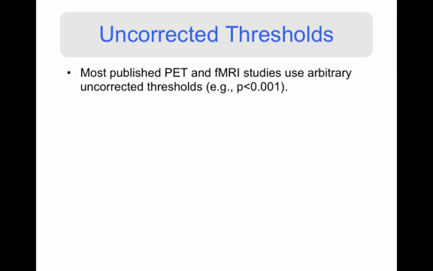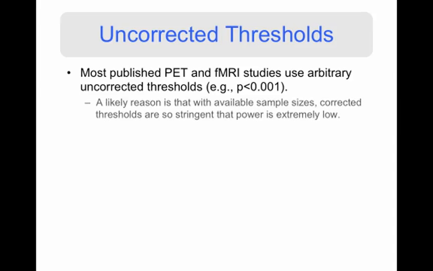In general, most published neuroimaging studies, such as PET and fMRI studies, use an arbitrary uncorrected threshold. So they simply correct at some very stringent level, such as p less than 0.001, and don't use a multiple comparison correction technique. And the likely reason that people do this is that with the available sample sizes, corrected thresholds tend to be so stringent that power is extremely low.